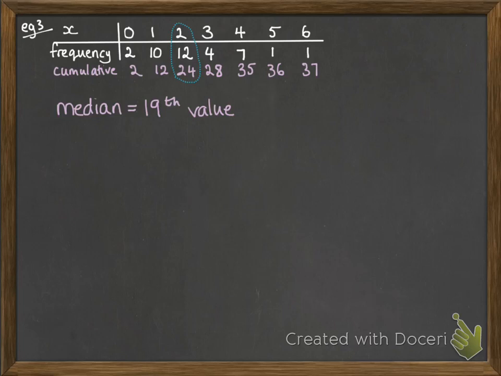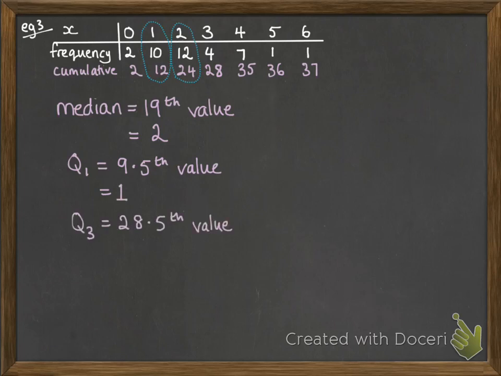So the median will be the 19th value, because we've got 37 altogether. 37 plus 1 is 38, half that we get 19. So we're looking for the 19th value. Now that is after 12 but before 24, so it's got to be in that category that's circled there, so our median is 2. The lower quartile will be the 9.5th one, so that is after 2 people but before 12, so we get 1.